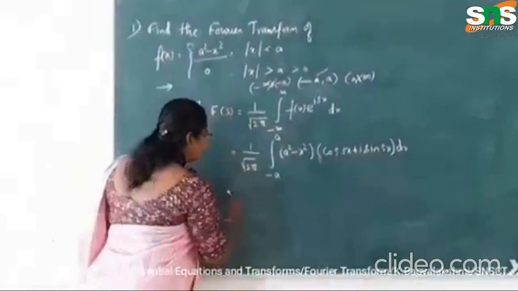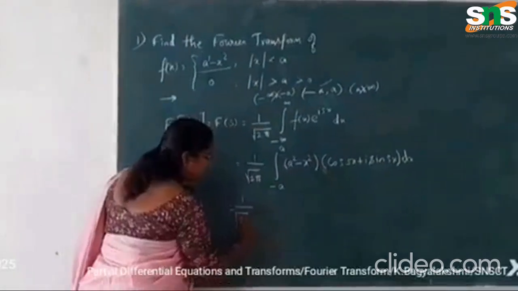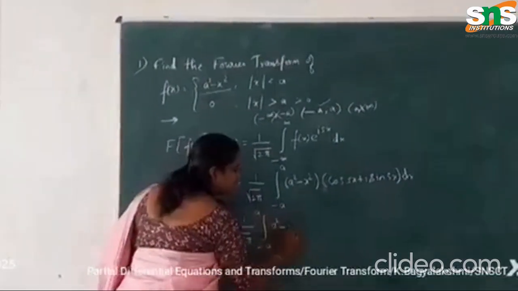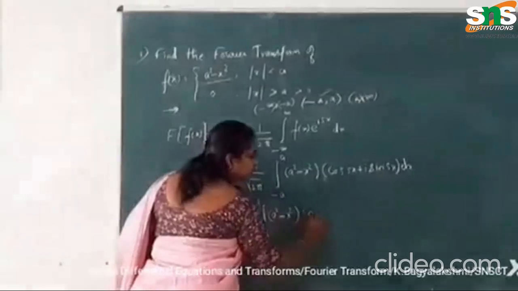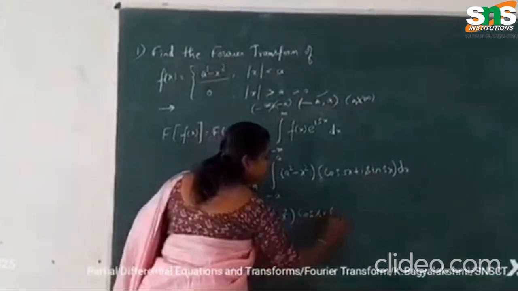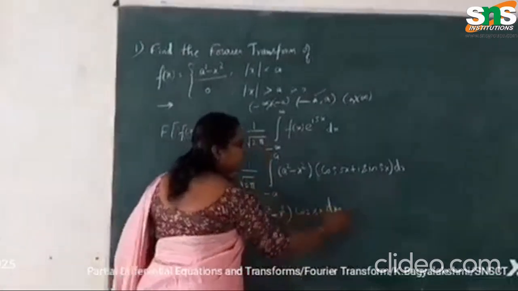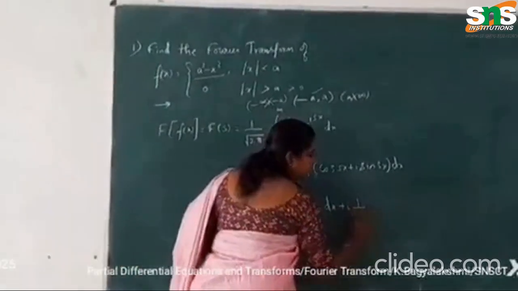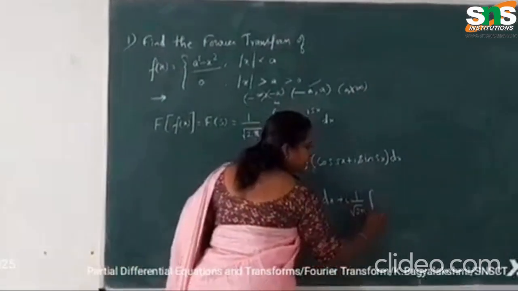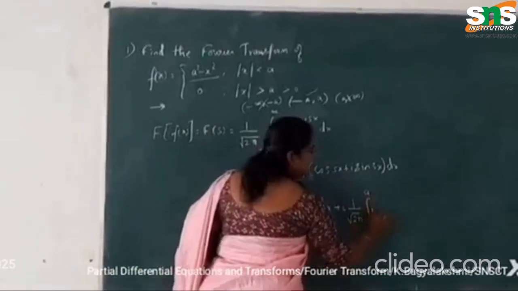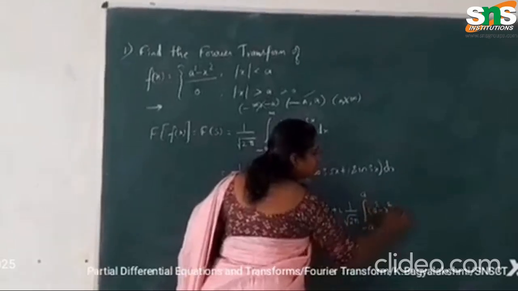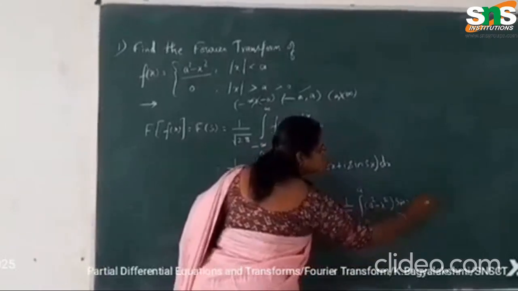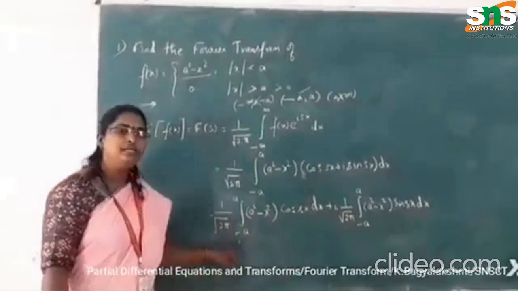Now separate the first term and the second term. So you will get 1 divided by root of 2π integral from minus a to a of (a² − x²) into the first term cos sx dx, and then the second term is plus i into 1 divided by root of 2π integral from minus a to a of (a² − x²) into sin sx dx.